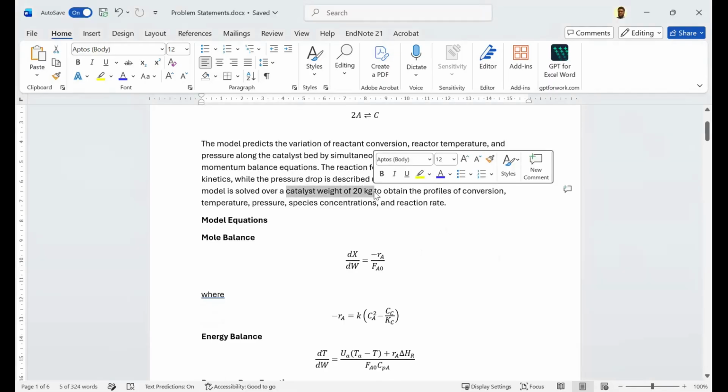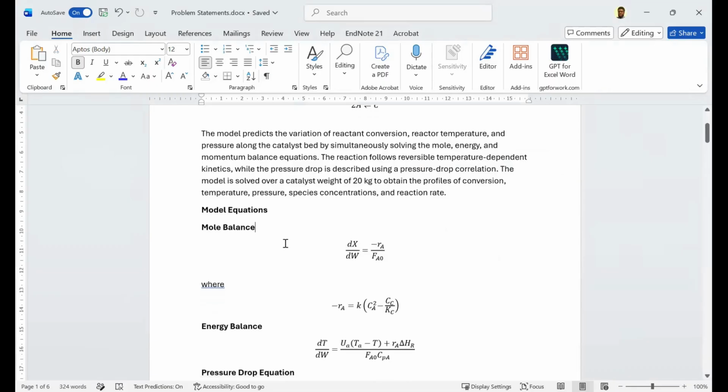So you want to see how the conversion, how the temperature, or the concentration, how they vary along the catalyst weight. This is a common description of a packed bed reactor. So usually you write those variables with respect to the catalyst weight.